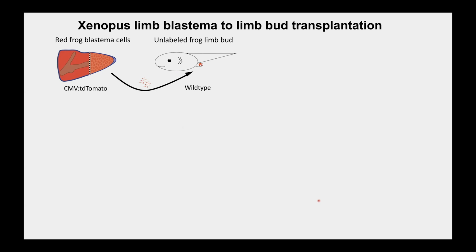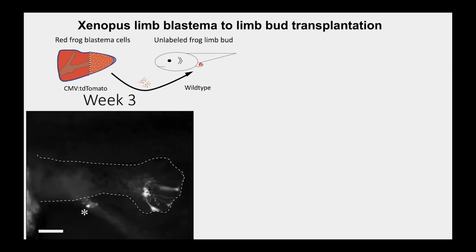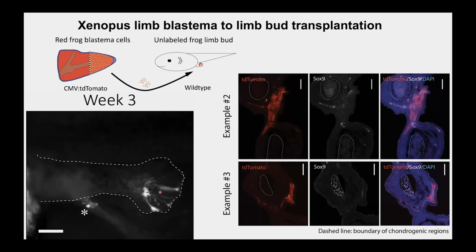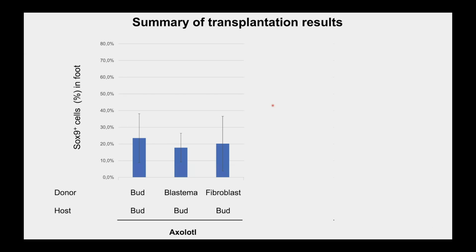So now let me show you the actual transplantation of the post-metamorphic frog blastema cells transplanted into the frog limb bud. You see the limb here and the engrafted cells. But now when we section this tissue and look at the TD tomato positive cells, we did not see cells in the developing cartilage. They seem to remain outside as kind of fibroblastic-like cells. So this summarizes the data here.